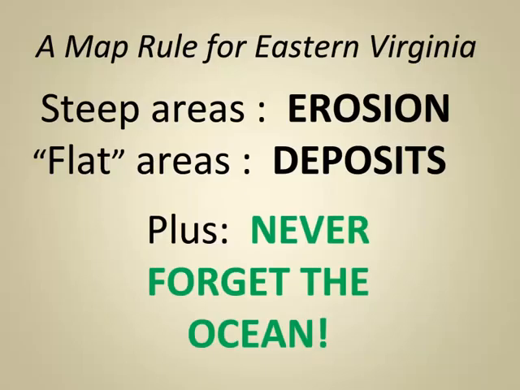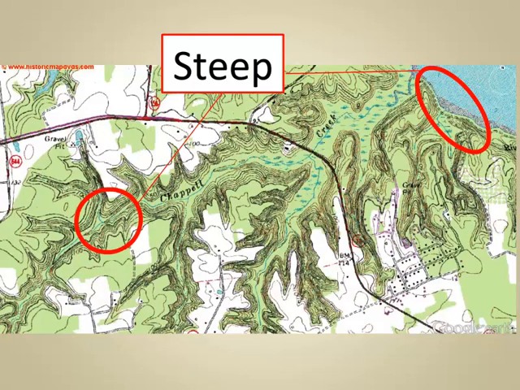So in eastern Virginia, not only is the rule that steep areas would be zones of erosion and flat areas would indicate deposits, but you also have to remember, never forget the ocean. For example, looking at a typical coastal plain landscape, the steep areas here are carved, well, on the western side, those clearly are slopes going down to a stream, and so those would be the typical stream slopes we just talked about. But over on the eastern side, you see some slopes that were carved by waves as they came crashing into those high hills during storms. So waves and streams can cut the steep slopes.